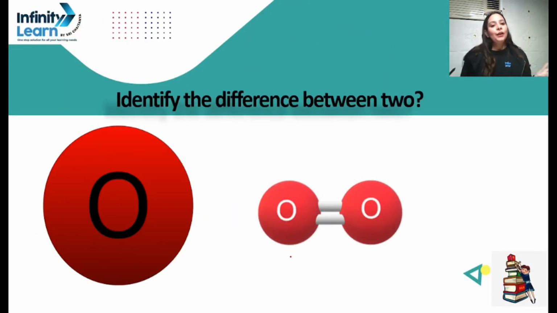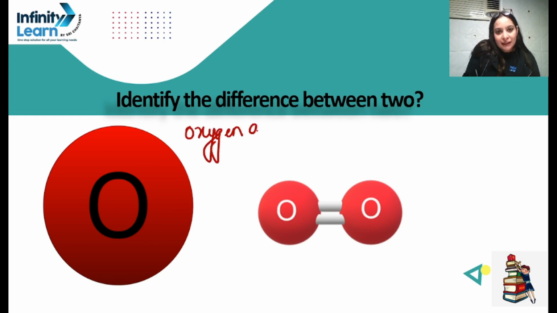So before we go ahead, I want to ask you this: can you identify the difference between two? Can you tell me what exactly you can see in the two pictures? You can just pause the video right here, think about the difference, write it in your notebook, unpause it, and then match your answer. Okay. So let me tell you that this first picture represents an oxygen atom.